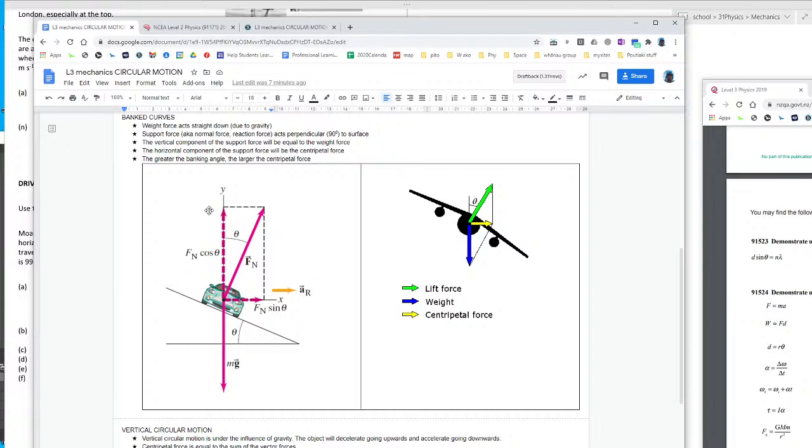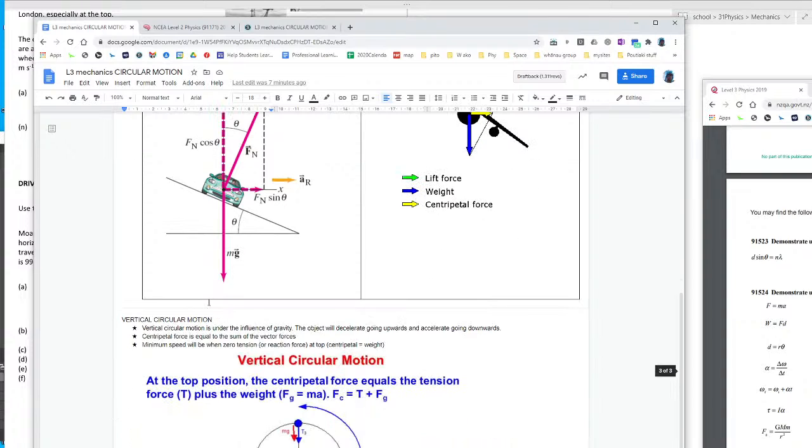The trick with these questions is just basically knowing where the angles are, knowing that the weight force is equal to the vertical component of our support force, and then the centripetal force is the horizontal component as well. So the horizontal component is acting at 90 degrees to the velocity as well, and I'll do that in a question, but we'll talk about that as we do a couple of questions.